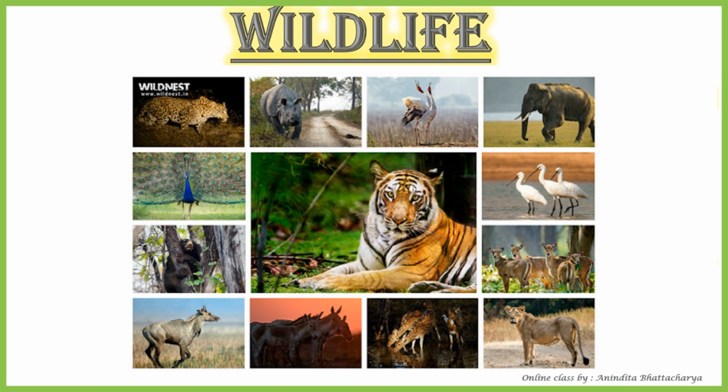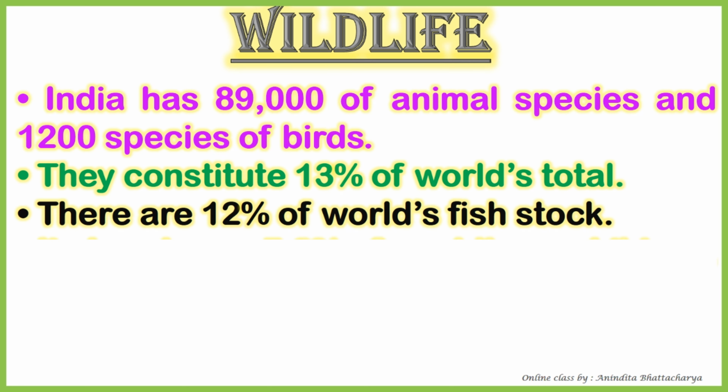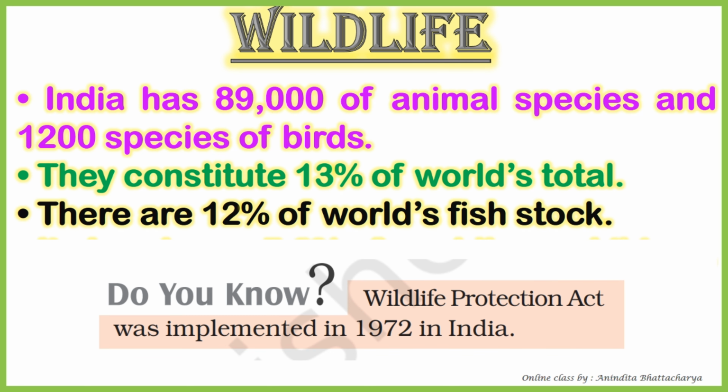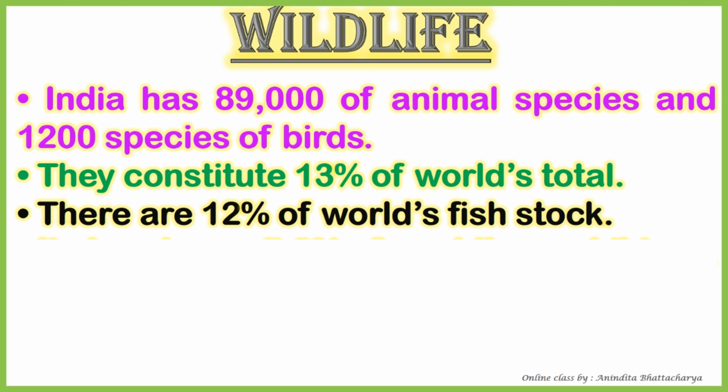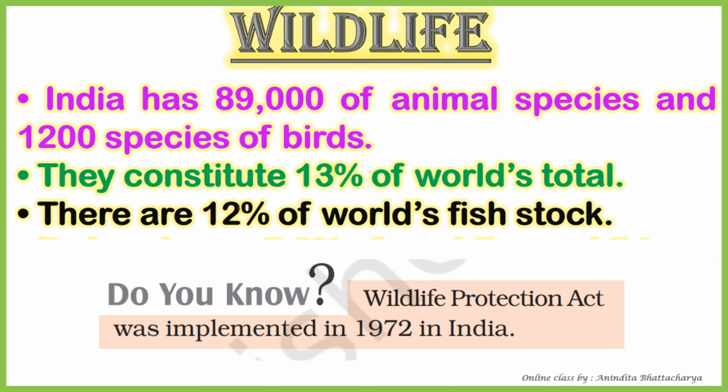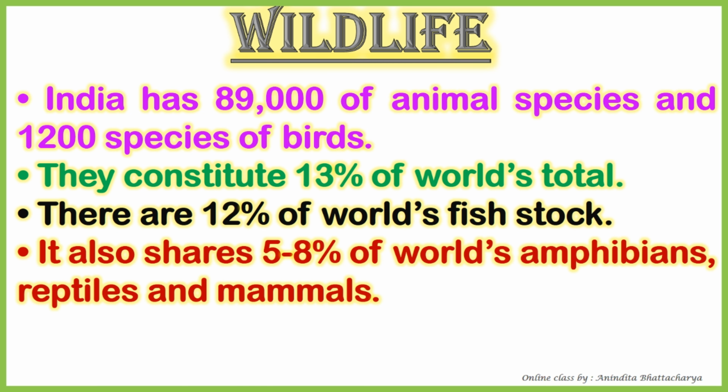Now my dear children, we are going to discuss some important data about wildlife of India. India has 89,000 animal species and 1200 species of birds. They constitute 13% of the world's total. There are 12% of the world's fish stock. It also shares 5 to 8% of the world's amphibians, reptiles and mammals.